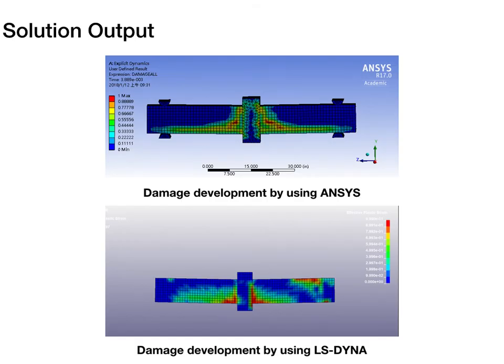To compare the results of plastic strain in ANSYS and LS-Dyna, we can find that the damage development starts from the web in the middle of the beam. The behavior of the concrete is shear crack. As time passes, the failure more generally turns into flexural crack at the bottom of the beam.